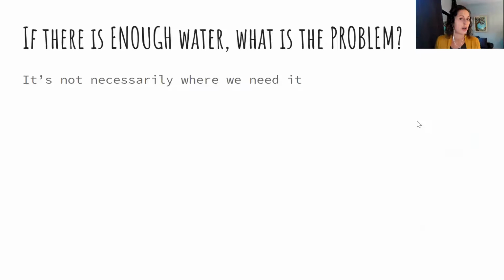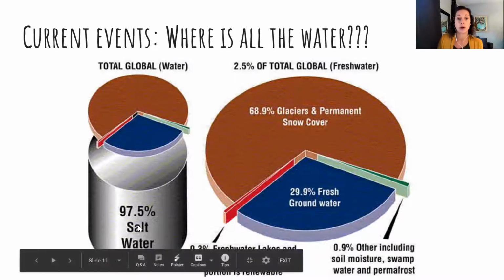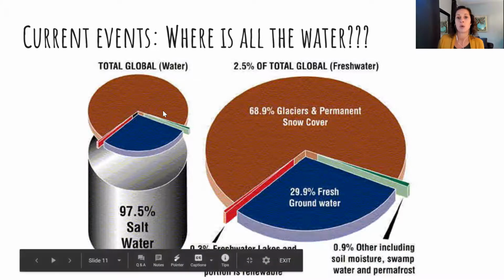So if there's enough water, what's the problem? Well, the water's not necessarily where we need it. Where is all the water? Well, if you look at the total global water, 97.5% of that water is salt water. We can't drink salt water, and it's not yet practical for us to create fresh water from salt water. There are processes for that, but it's not yet practical to use on a large scale. It's not worth it.